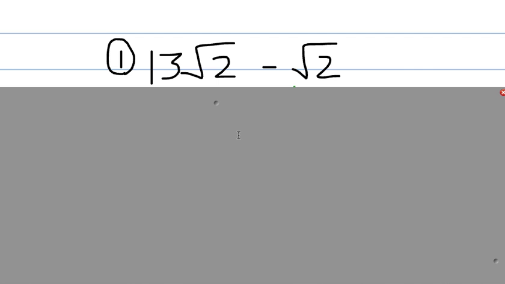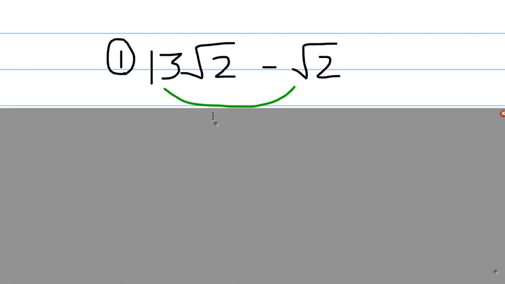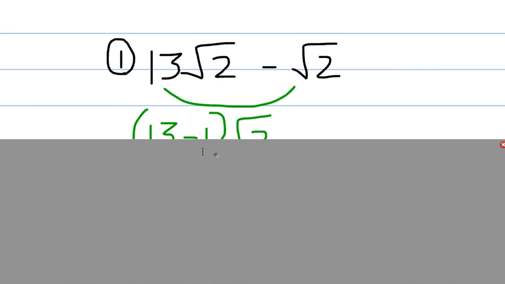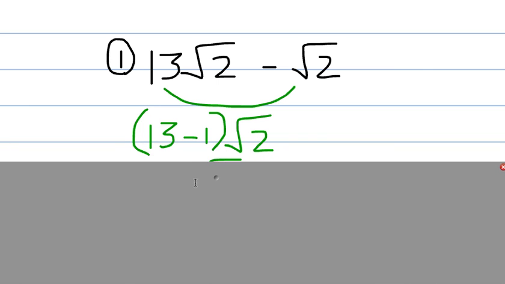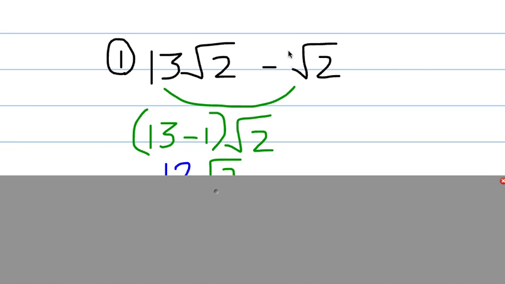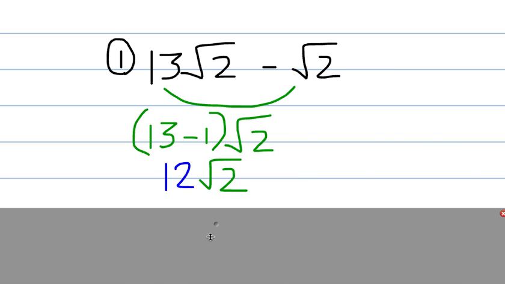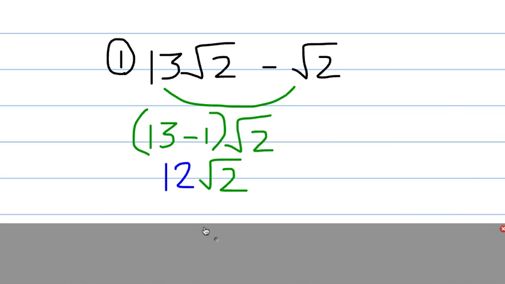So our first example is 13 times the square root of 2 minus the square root of 2. So we have like radicals, which are the square root of 2. So what we can do is use the distributive property to combine 13 minus 1, because remember there's really a 1 right outside the square root of 2. So we can pull those down and it'll be 13 minus 1 out front of the square root of 2. And that simply reduces to 12 times the square root of 2.